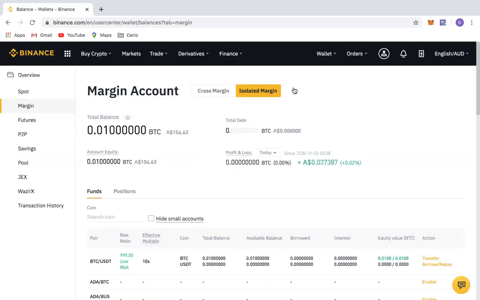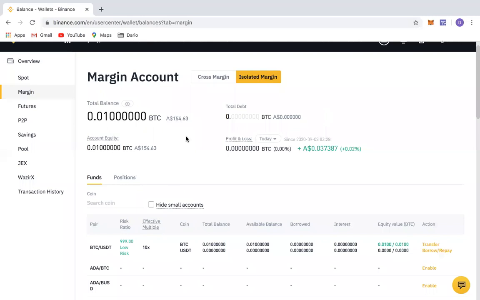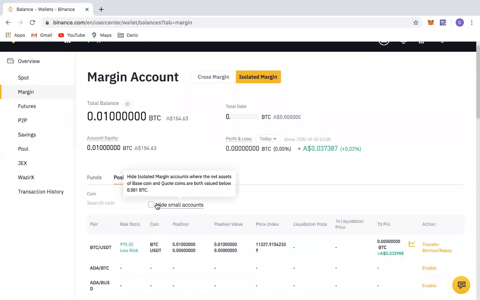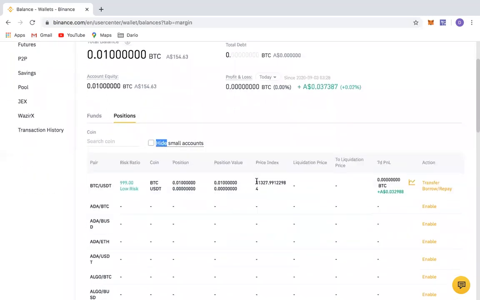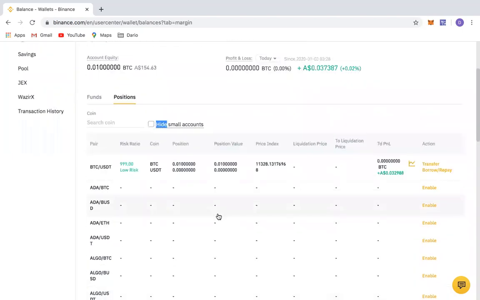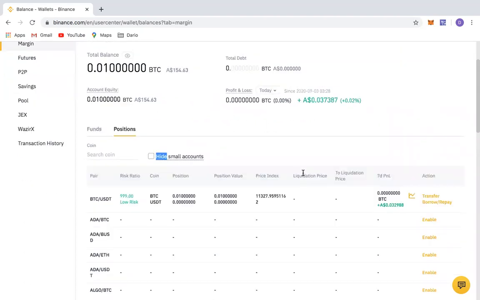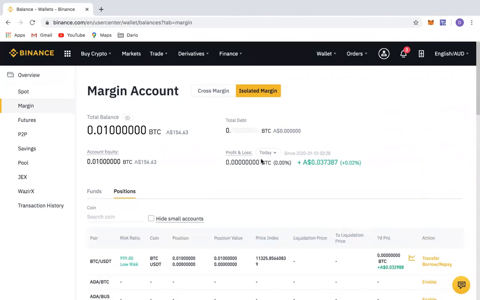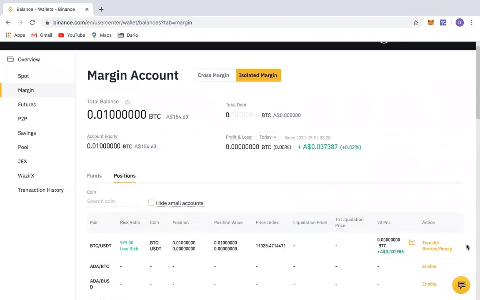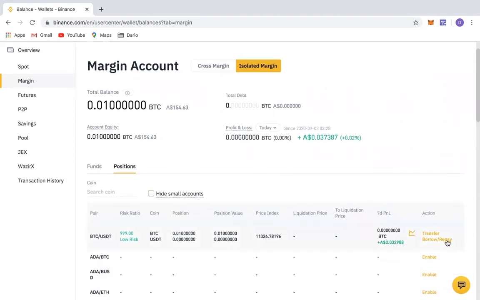cross margin, isolated margin. And remember, I just deposited some Bitcoin to trade 10 times. If I wanted to trade ADA 10 times leverage, I actually have to deposit ADA here or Bitcoin in here. Each wallet is isolated to itself. Whereas cross margin, I can just deposit the Bitcoin and trade whatever I want. So this is more high risk. And, you know, I made no trade on that Bitcoin there.